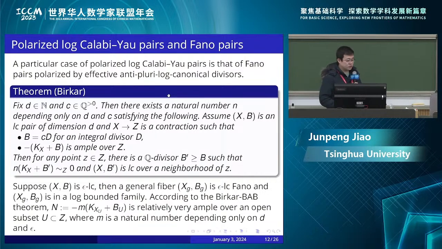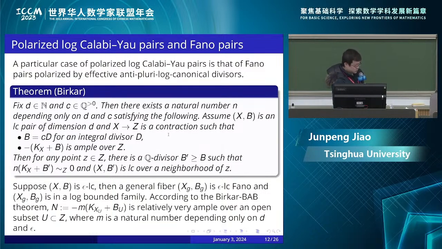Suppose this is epsilon-log canonical, then a general fiber is also epsilon-log canonical Fano. So according to the BAB theorem of Birkar, the general fiber is log bounded. So being log bounded, the very ample index can be controlled. We take it to be m. Then we define this N to be negative m times (Kx plus b). So it is relatively very ample over an open subset, so it will give a polarization on the generic fiber.